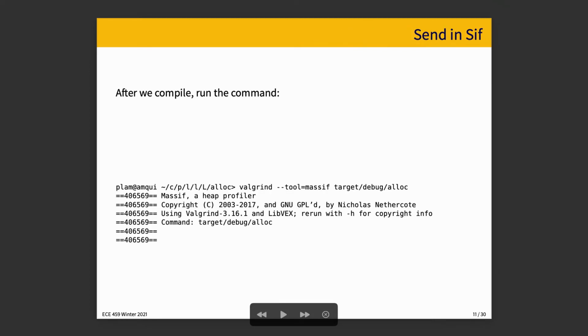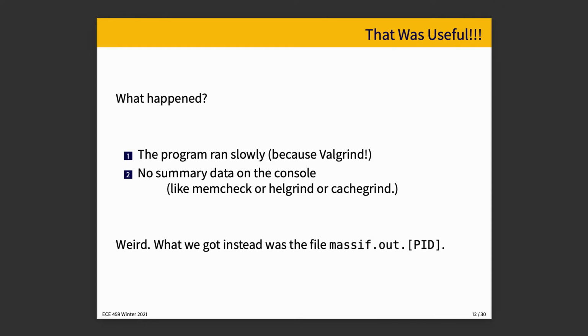And like with Valgrind, after you compile, you run it with your Valgrind command specifying tool equals Massif, and then it gives you some output. But that's all the output that it gives you. Well, that doesn't look very useful. What happened? Your program executed slowly because it's Valgrind and it's running it under the supervision of the tool, and that really slows it down. Okay, that's fine. But we didn't get any summary on the console the way we do with memcheck or Valgrind or the other thing we're going to talk about later, cachegrind.